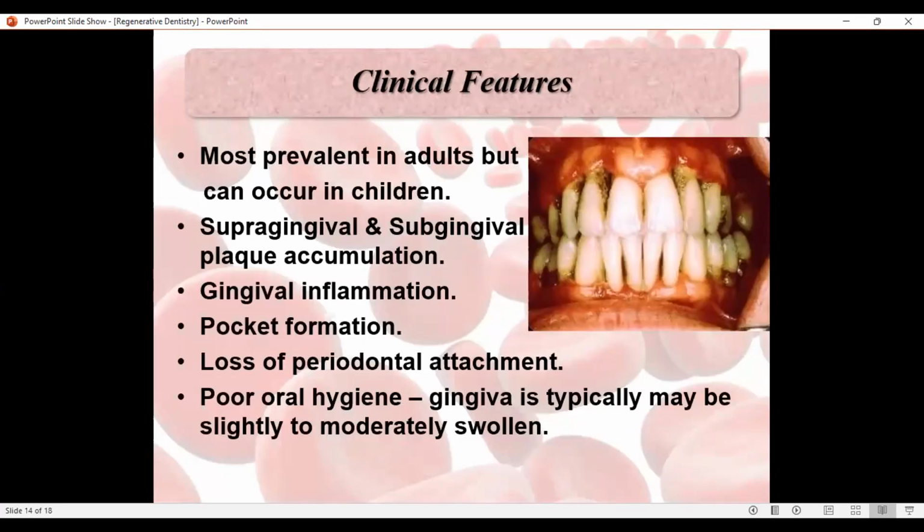The clinical features of chronic periodontal disease include that it mostly occurs in adults but can also occur in children. Supragingival and subgingival plaque accumulation can be seen. The gingiva is inflamed. We can see pocket formation. There is a loss of periodontal attachment. In chronic periodontal diseases, we can see poor oral hygiene because the gingiva is swollen.